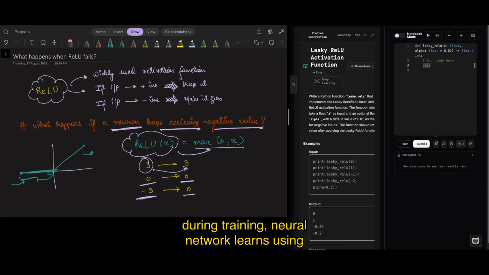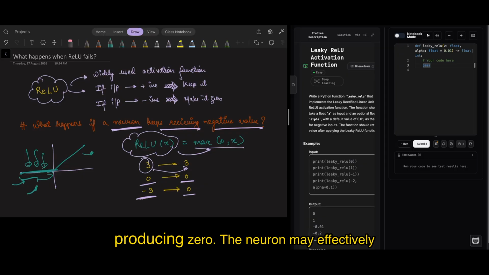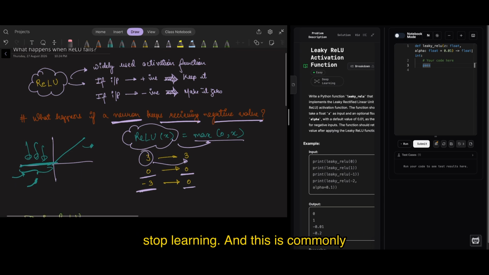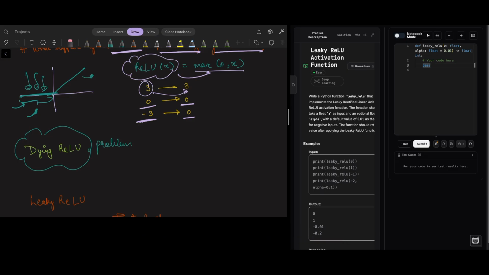During training, the neural network learns using gradients and backpropagation, right? For ReLU, when the input is negative, the gradient will be 0. That means no gradient signal is coming through this activation from this region specifically. So if a neuron consistently receives negative inputs, it can get stuck producing 0. The neuron may effectively stop learning, and this is commonly known as the dying ReLU problem, right?